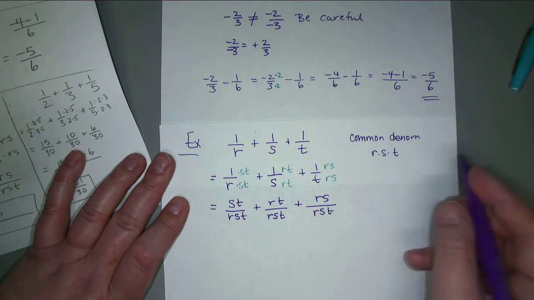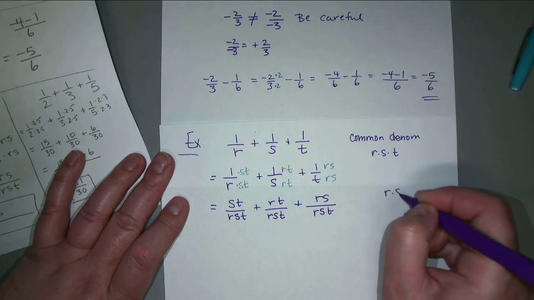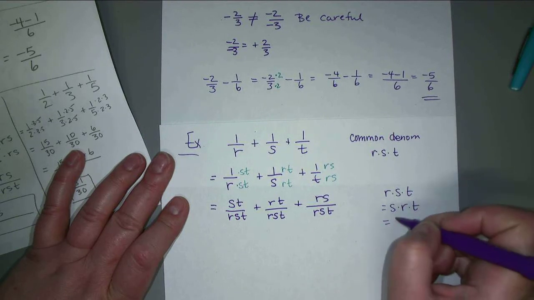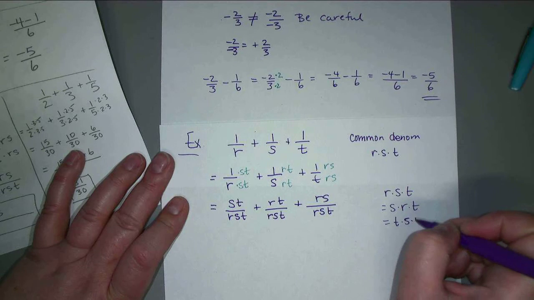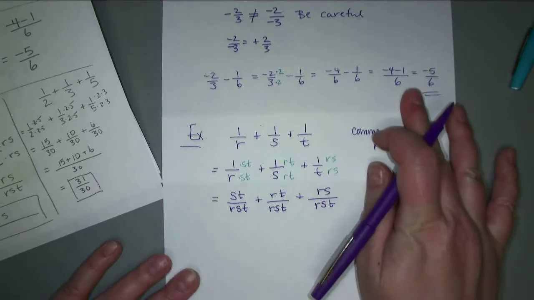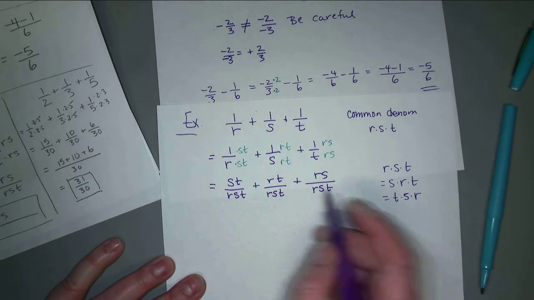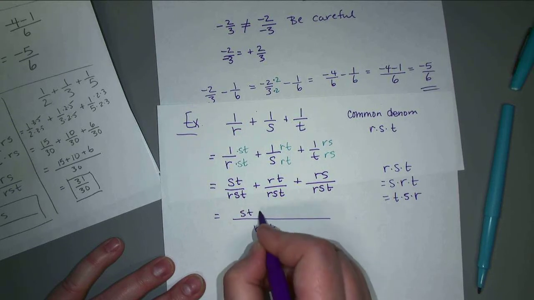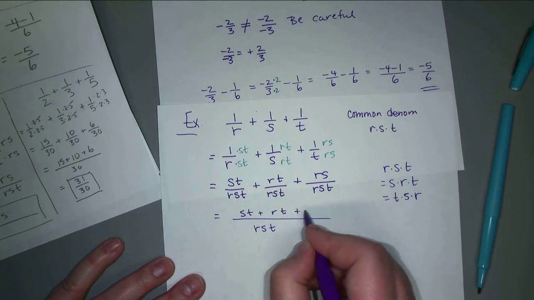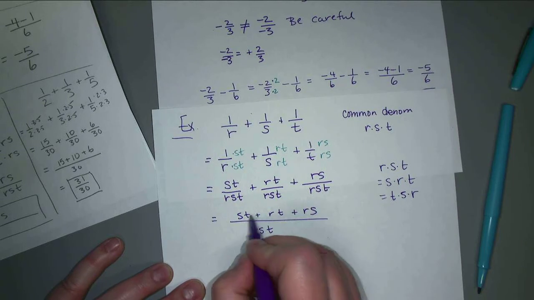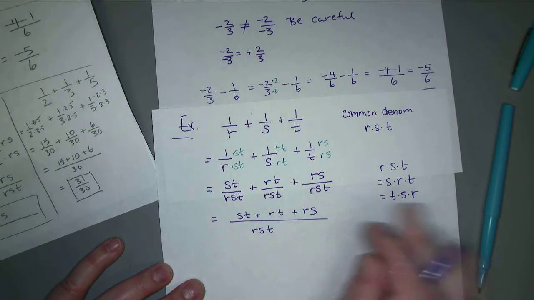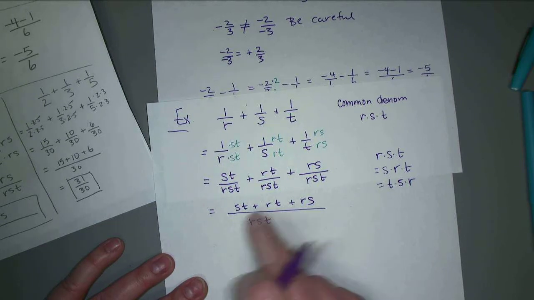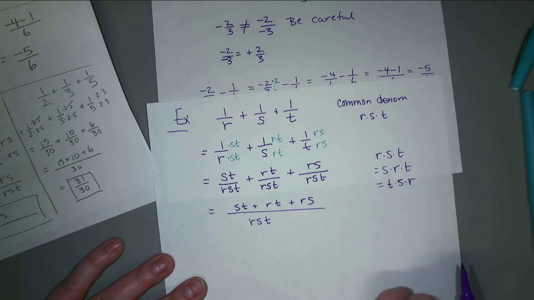Remember, 3 things multiplied. R times S times T is the same as S times R times T. They can be in any order. D times R times S, and so on. Write them in any order, and they're all the same. So now we've got the same common denominator, so write it as one fraction. Now just look, my T's have a little curl on the end just to make sure they don't look like a plus sign. The S, make sure it doesn't look like a 5 so that you don't get confused.